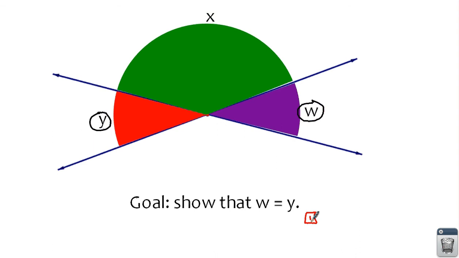Splendid. Here's a challenge for you. Try to write out a similar proof to show that X is equal to Z. And be very, very explicit in your reasoning. Be sure to link your statements to your reason with the word because, and give it a go. Have fun. I hope that helps you understand the vertical angles theorem and how to prove it.